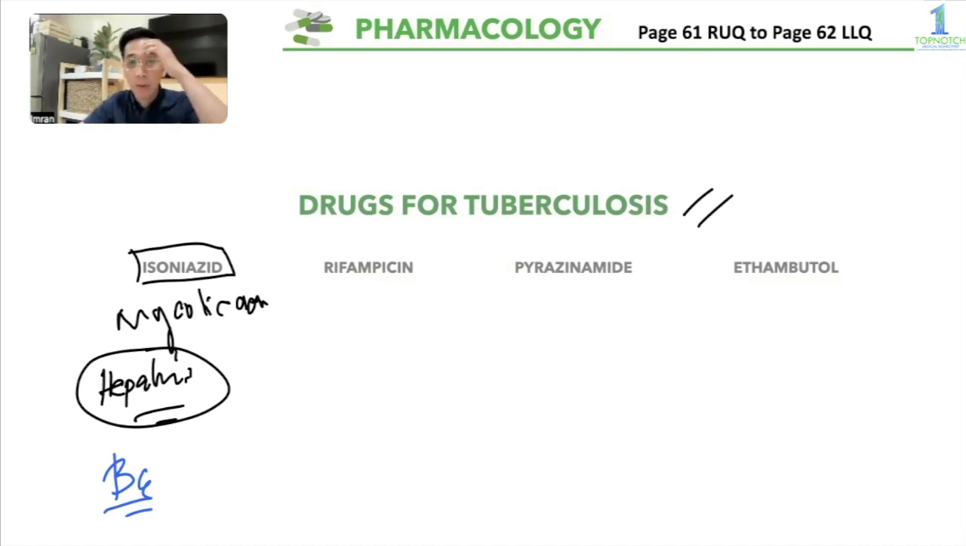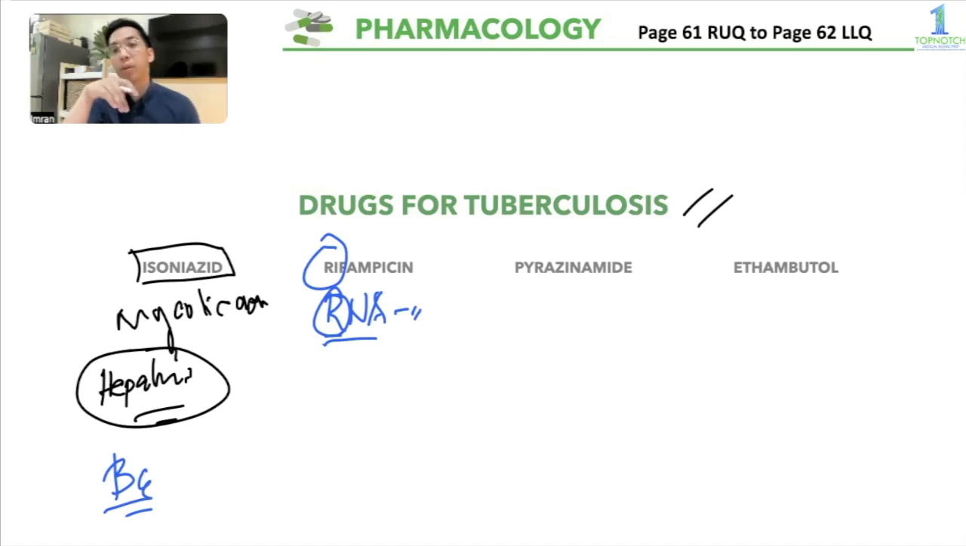So next, punta tayo sa rifampicin. O yung mga rifampicin is another first-line agent for your tuberculosis. Madalas magkasama sila ni isoniazid, di ba? Your rifampicin inhibits your RNA polymerase. R, no? For another R, okay? RNA polymerase. Okay? So RNA polymerase, okay, is an enzyme, no? That is being inhibited by your rifampicin, no?